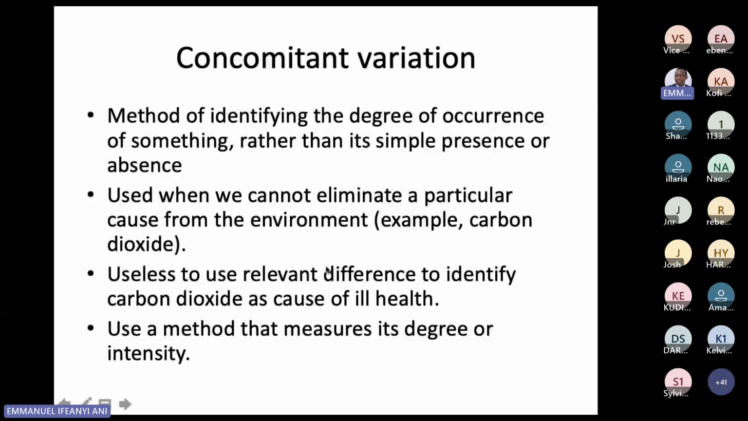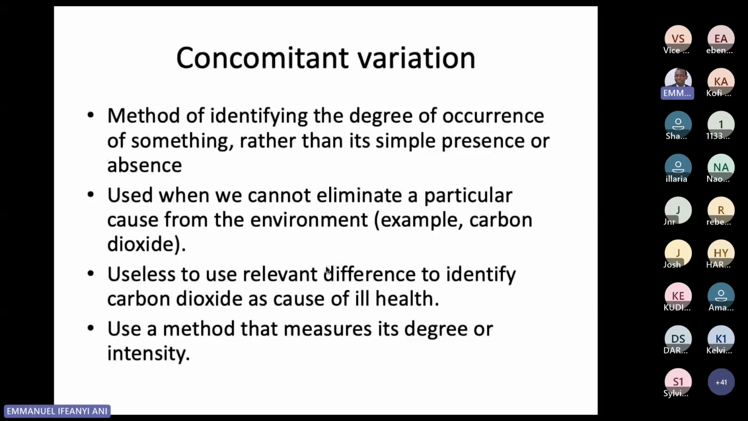And then the third one is the concomitant variation. Now, this is a method of identifying the degree of occurrence of something, rather than its simple presence or absence. So this one is about the degree of the occurrence of something. It's not about whether it's present or not. It is assumed that it's always present. So this is for causes that are always present.